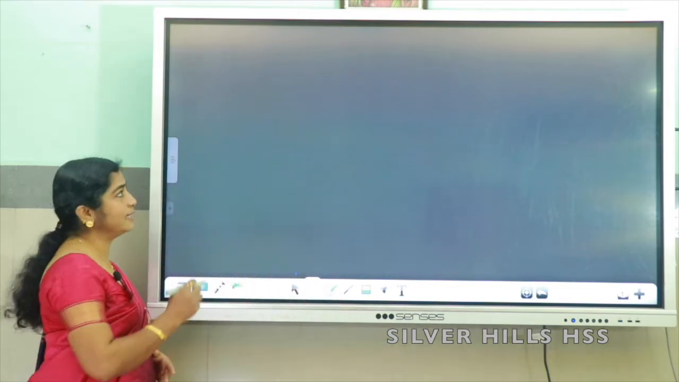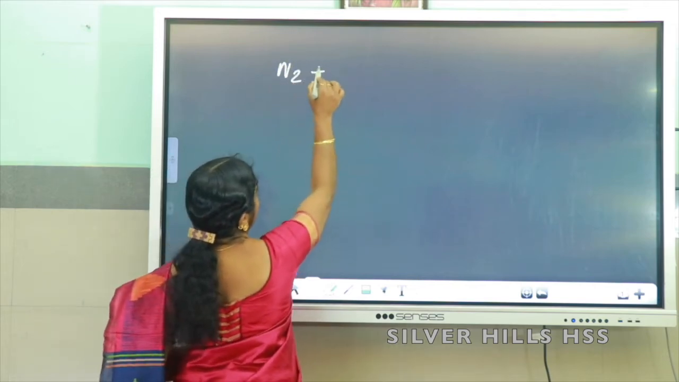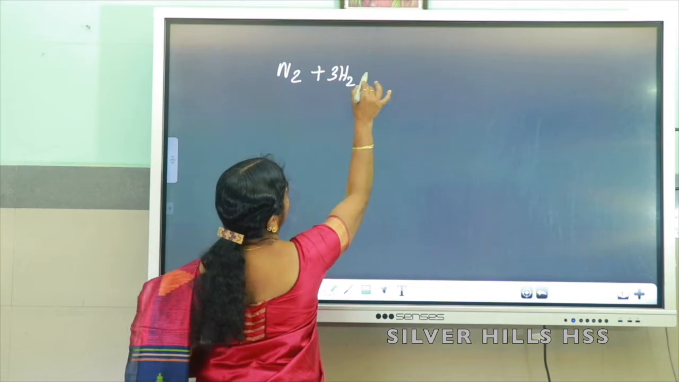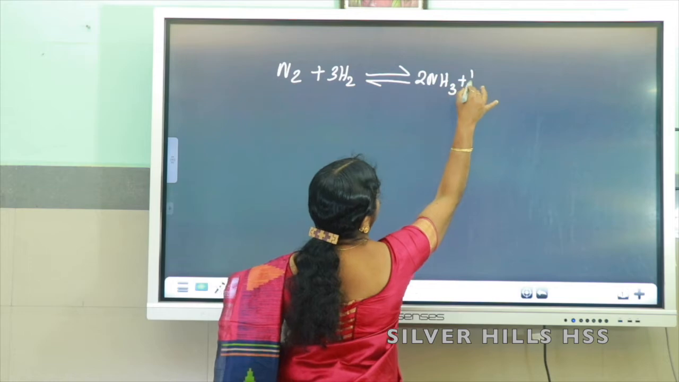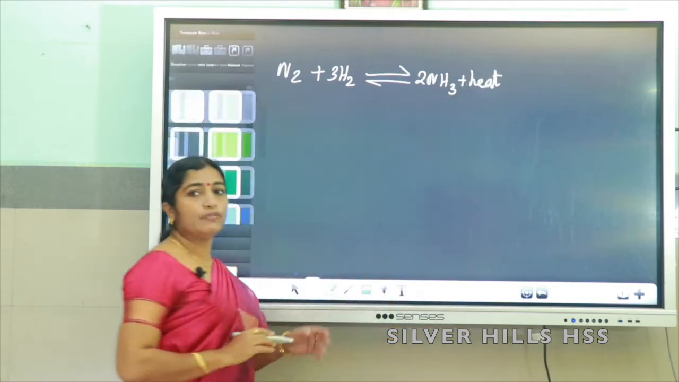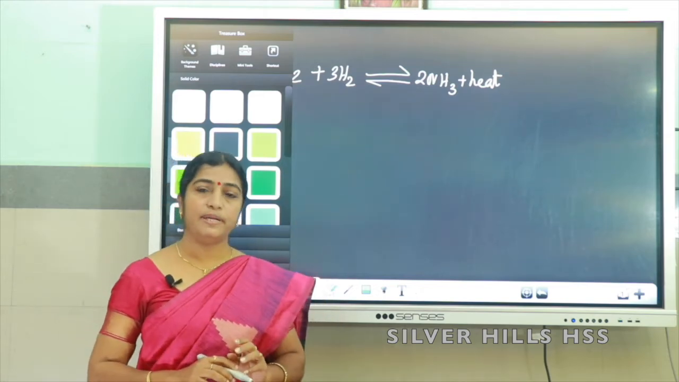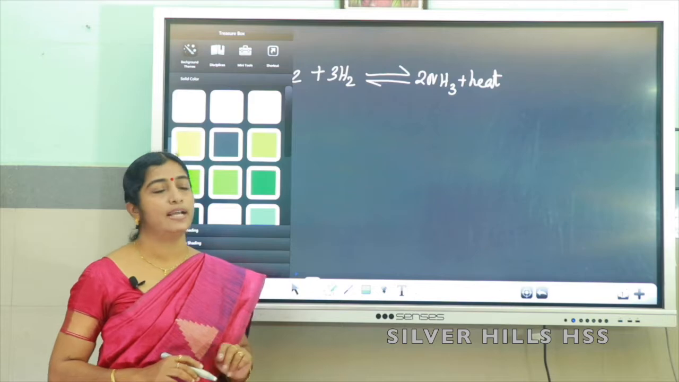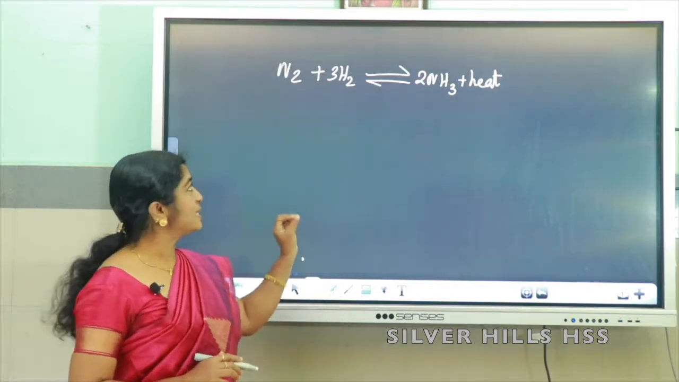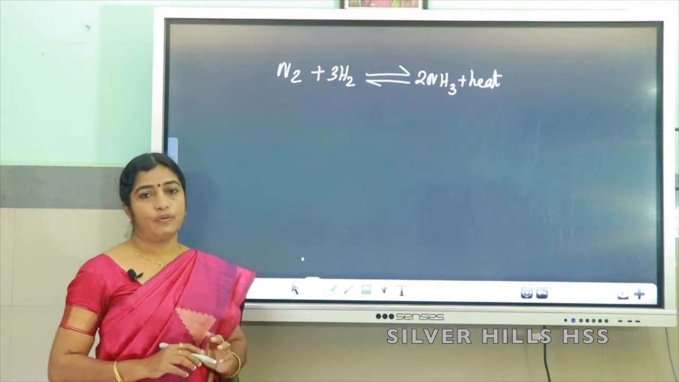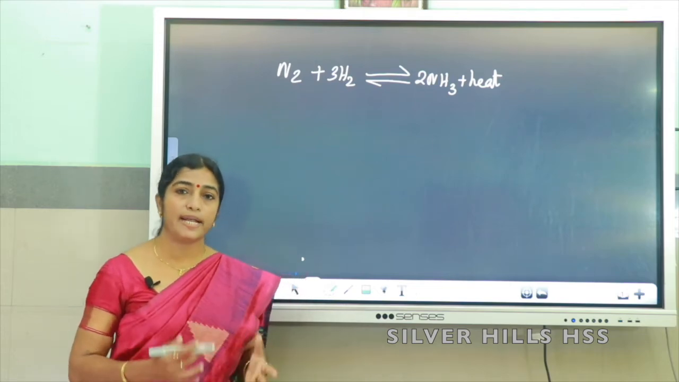Let's consider a chemical reaction, a reversible reaction. Formation of ammonia. Nitrogen combines with hydrogen to form 2NH3 plus heat. This is a reversible reaction. Suppose the system is at equilibrium, meaning that the rate of forward reaction and backward reaction are equal. In this system, let us add more nitrogen. What happens to the equilibrium? The equilibrium changes. The equilibrium breaks.